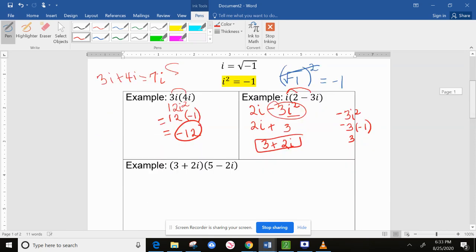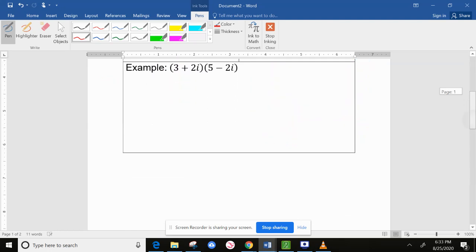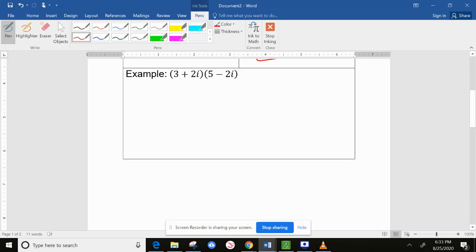Okay. Pause if you want to write anything down, take notes, ask questions, do that. Okay. So the last one would be really the big kahuna, like the mama problem. What is it that I really want you to be able to do with this stuff? Well, I want you to be able to multiply an entire complex number by another entire complex number.